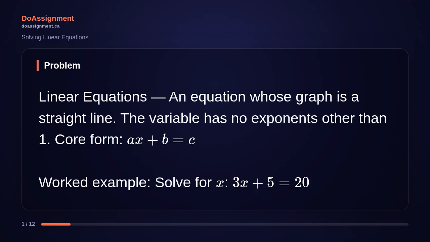Linear equations. An equation whose graph is a straight line. The variable has no exponents other than 1. Core form, ax plus b equals c. Worked example. Solve for x, 3x plus 5 equals 20. Now let us work through the solution step by step.